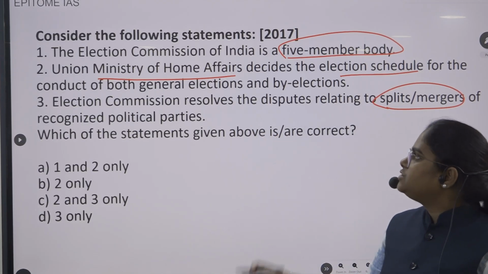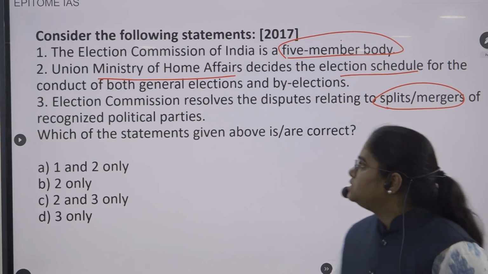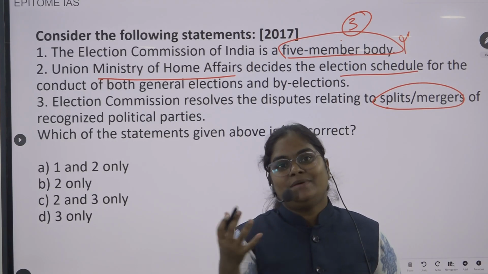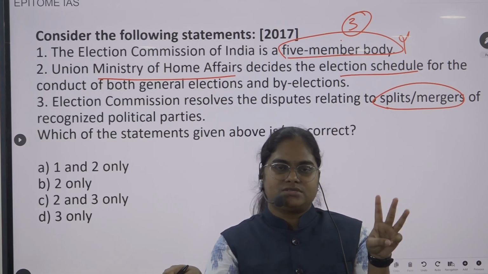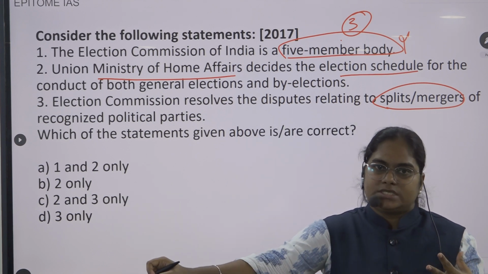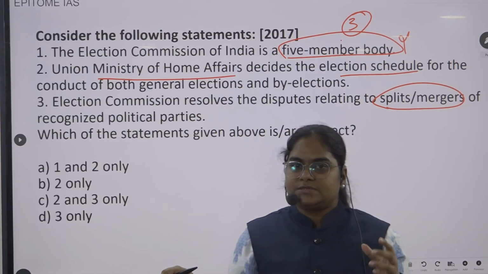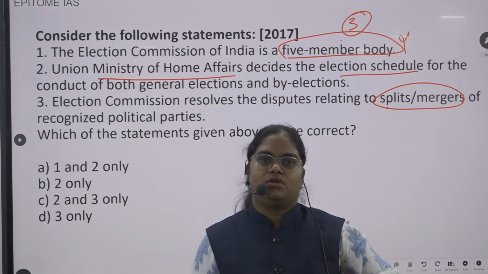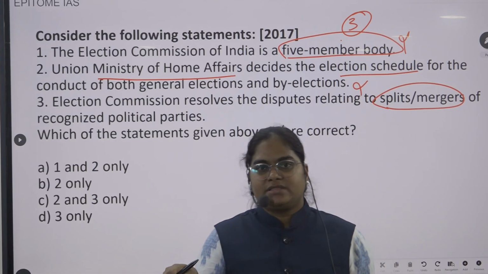Statement 1 says that the Election Commission of India is a 5-member body. Is that true? It's a basic fact. This is a wrong statement. Why? Because the Election Commission of India is a 3-member body. We have a Chief Election Commissioner and we have 2 other Election Commissioners. So it is a 3-member body, not a 5-member body. So we can eliminate this particular statement. Now statement 2 says that the Union Ministry of Home Affairs is responsible for the election schedule for the elections. So again, this is a wrong statement. Why? Because who will prepare the election schedule?